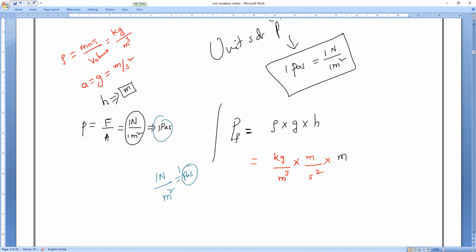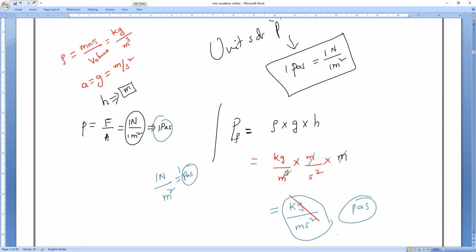Can I cancel now? Here 1 meter gets cancelled. Here 1 meter and another meter get cancelled. What is the remaining unit? Kilogram per meter second square. Am I right? But is it equal to Pascal? No, sir. No.